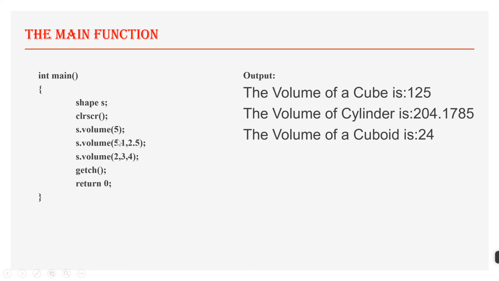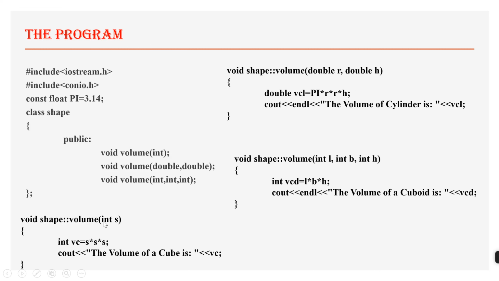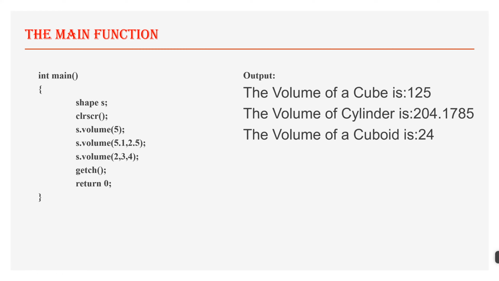So just look at here. Same function is called with the different arguments. And looking into the number of arguments, looking into the nature of arguments, the corresponding function will execute and you will get the output. And this is what is the concept of function overloading.